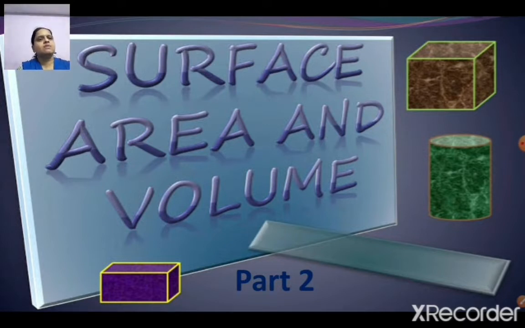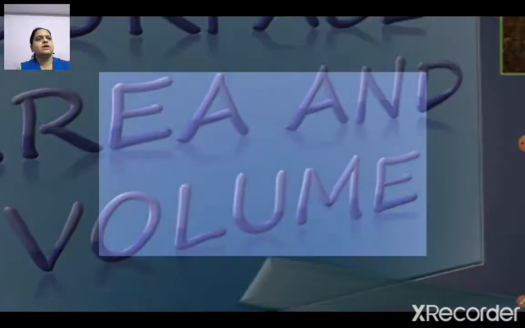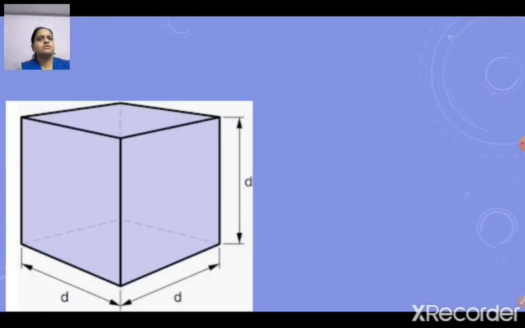In the previous part we have already seen the two shapes. One is cuboid and the second one is cube. We have also seen the formulas related to these shapes, that is lateral surface area and total surface area. Let us revise both the formulas for both the shapes first, and then we will continue with our exercise. So the first shape was cube.